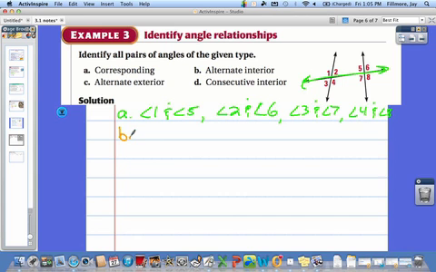For my alternate interiors, I'm looking just on the inside, just in here, in this area. So just dealing with these 4 angles. Well, alternate interiors are on alternate sides of my transversal, so on the top and on the bottom. So angle 2 and angle 7 would be alternate interiors. And then angle 4 and angle 5 would be alternate interiors.